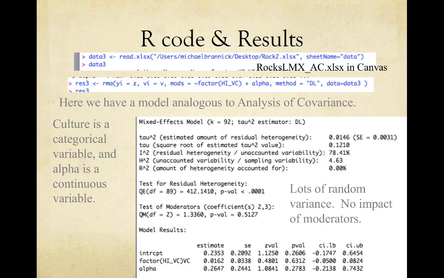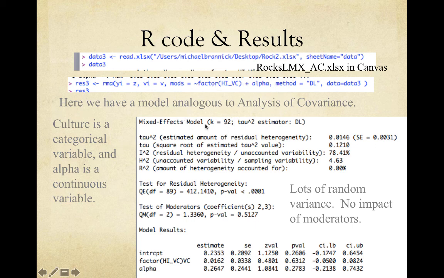Okay, so I've read in the data, and here it says RMA, so we're going to run metafor. Y is Z, variance is V. Mods are distributed as, here's the factor, the cultural, collectivist versus individualist, and here's alpha, which is the estimate of reliability for that study. We're going to use DL for the random effects, and here's the name of the data. Now this is like analysis of covariance, right? We've got a categorical predictor and a continuous predictor at the same time.